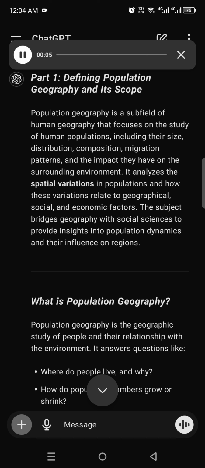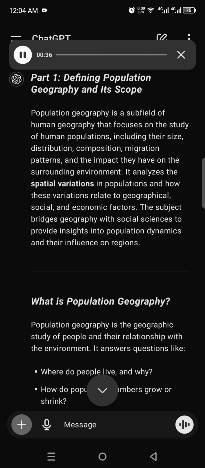Population geography is a subfield of human geography that focuses on the study of human populations, including their size, distribution, composition, migration patterns, and the impact they have on the surrounding environment. It analyzes the spatial variations in populations and how these variations relate to geographical, social, and economic factors. The subject bridges geography with social sciences to provide insights into population dynamics and their influence on regions.